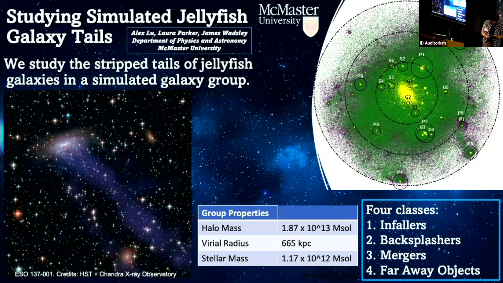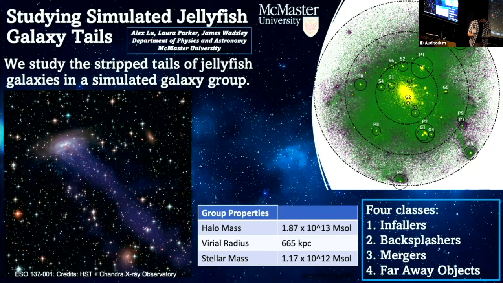The simulation I'm studying was run using Gasoline 2. It is a high resolution zoom-in simulation of a large box, with high resolution out to about 3 virial radii. Studies on jellyfish galaxies have been done before in simulations, but mostly on isolated galaxies and using wind tunnels to simulate ram pressure. The benefit of studying a group simulation is that we're able to study these jellyfish galaxies in an actual galactic environment as opposed to a wind tunnel.